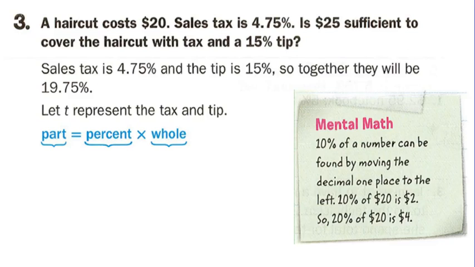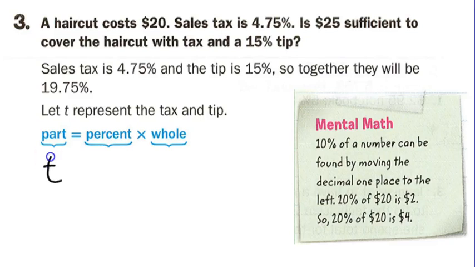Well, let's think about this. If the sales tax is 4.75%, and the tip is 15%, altogether you're looking at 19.75%. You actually need 19.75% of $20, and then altogether, is that 25 bucks? Do you have enough to cover all that? So let's find out. All right, so your part is what we're looking for.